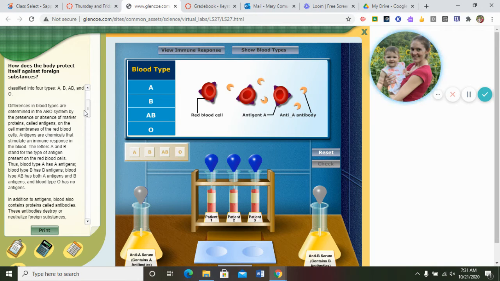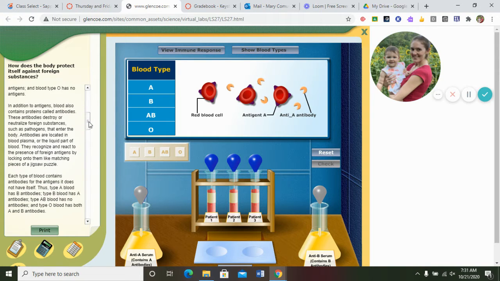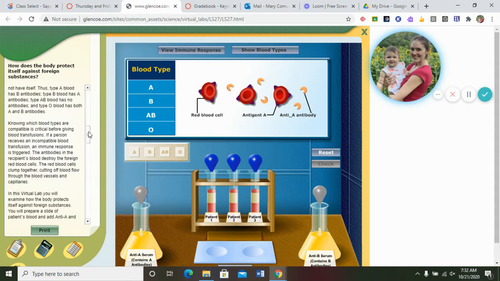In addition to antigens, blood also contains proteins called antibodies. These antibodies destroy or neutralize foreign substances, such as pathogens, that enter the body. Antibodies are located in blood plasma, or the liquid part of blood. They recognize and react to the presence of foreign antigens by locking onto them like matching pieces in a jigsaw puzzle. Each type of blood contains antibodies for the antigens it does not have itself. Thus, type A blood has B antibodies, type B blood has A antibodies, type AB blood has no antibodies, and type O blood has both A and B antibodies.